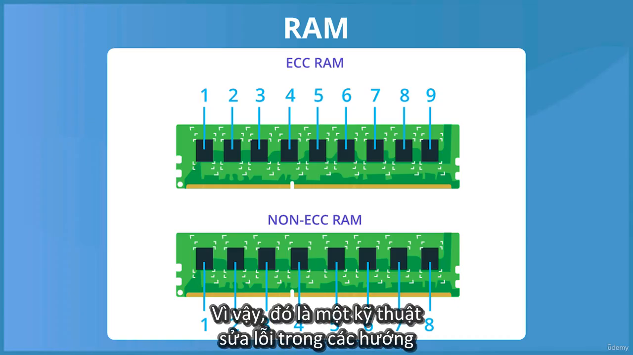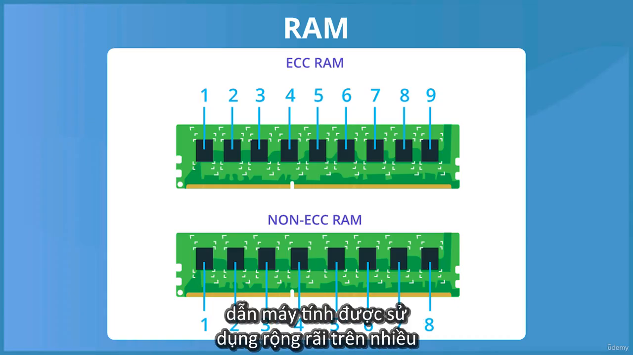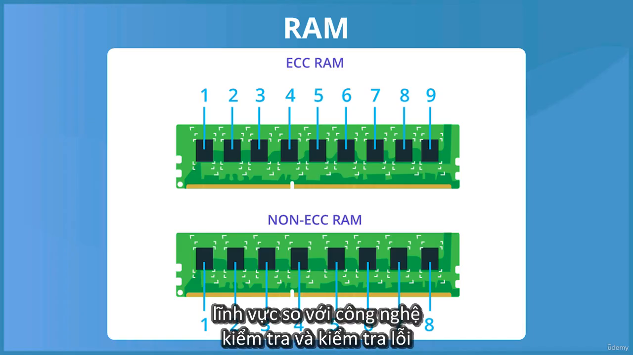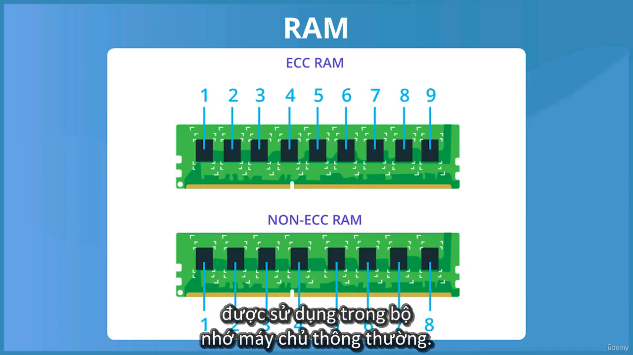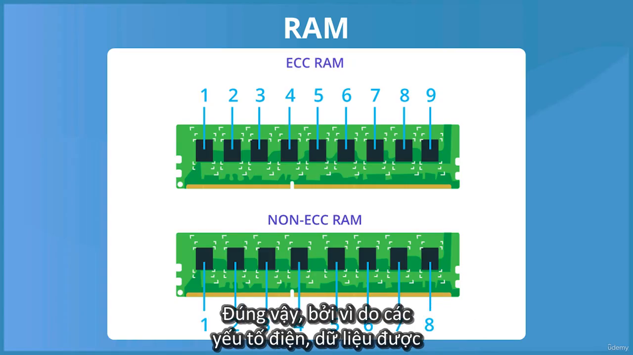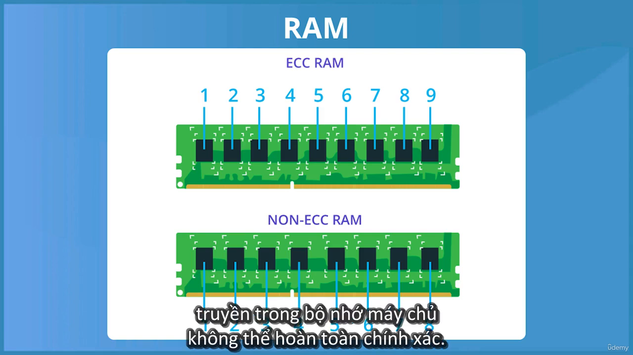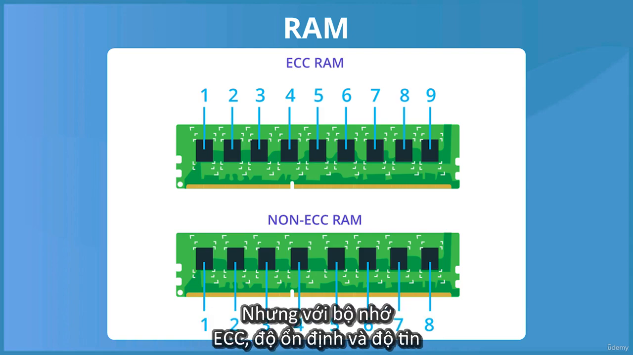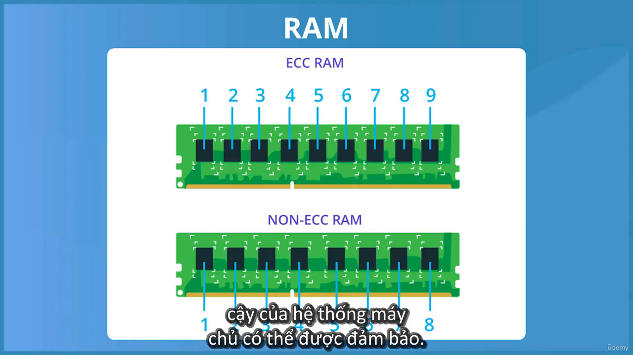ECC. So it's an error correction technique in computer instructions widely used in a variety of fields, actually. Compared to parity, an error-checking technology used in ordinary server memory, ECC technology can not only check for errors, but also correct them. Yeah, because due to electrical factors, the data transferred in server memory cannot be completely accurate. But with ECC memory, the stability and reliability of server system can be guaranteed.